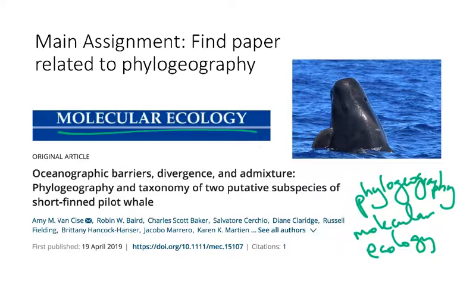This example is a paper where they were using phylogeography to examine two putative subspecies of short-finned pilot whale, which is shown here. I actually picked this particular paper as I was doing some Googling because I went to grad school with Amy Van Cise. I didn't know that she'd published this work, so that's cool.